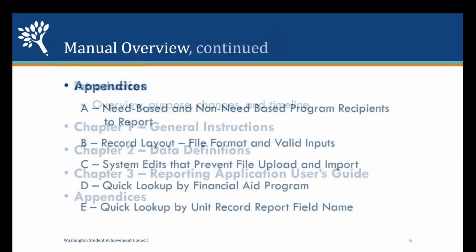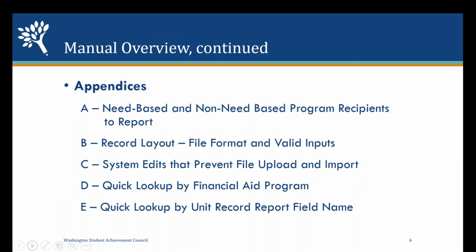The appendices are probably the most important part of the unit record because it gives you all of the information you need so that you can complete the unit record and to see what kinds of information we need from you. This slide lists what is in the appendices, and you can read these as well as I. What are the need-based and non-need-based program recipients that you need to report? And we'll go over some of this in more detail.